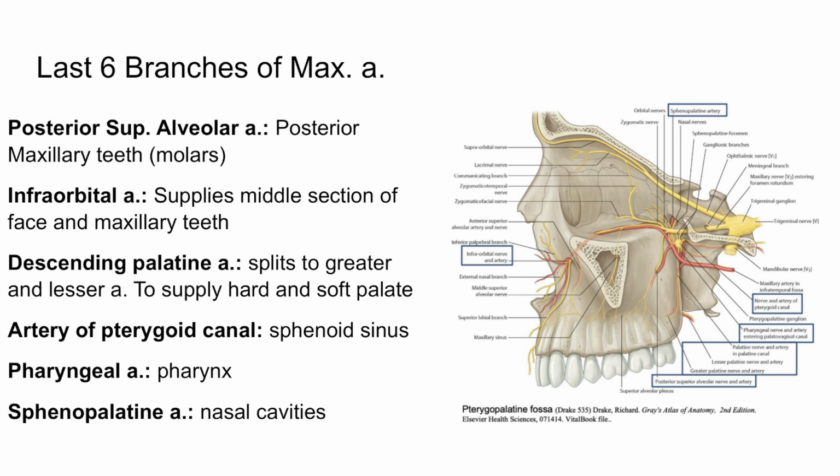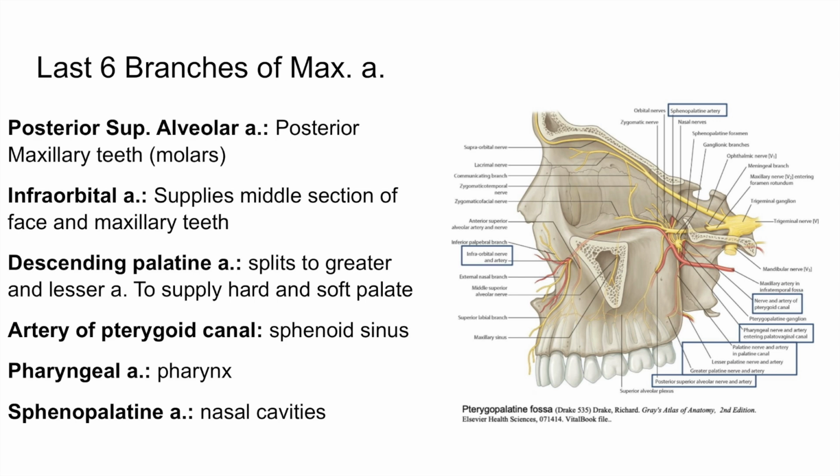Next is the descending palatine artery, which drops down through that palatine canal that we touched on last slide and splits into the greater and lesser palatine arteries. These supply the hard and soft palate, respectively. So anytime you see palate blood supply, this is where it's coming from. The artery of the pterygoid canal is smaller and a little bit more niche, but it runs backward toward the sphenoid sinus and the upper pharynx, following the same pathway as the nerve of the pterygoid canal. It's not usually high yield, but it shows up in anatomy stuff, so good to know.